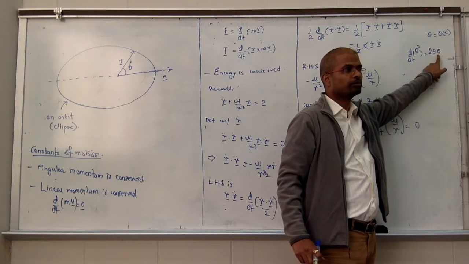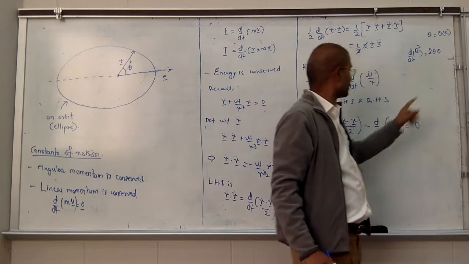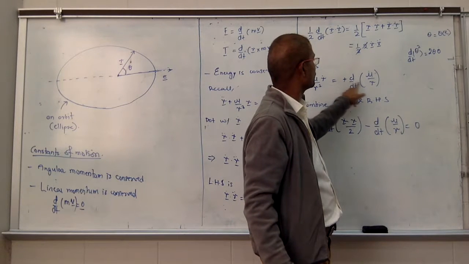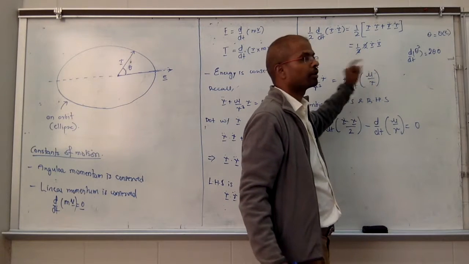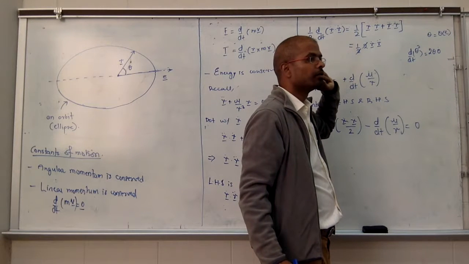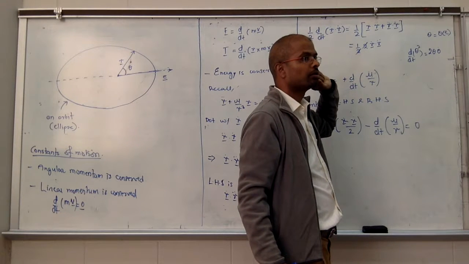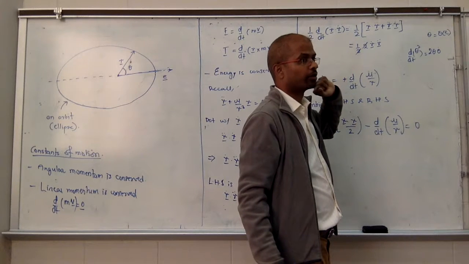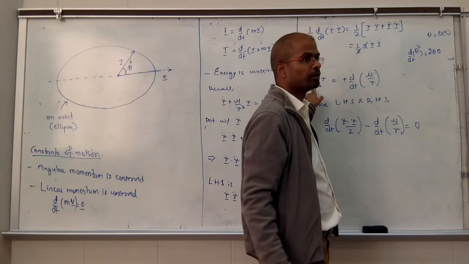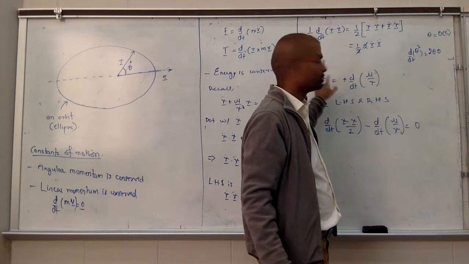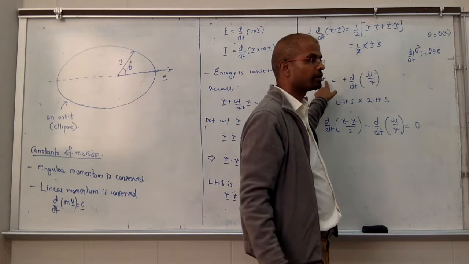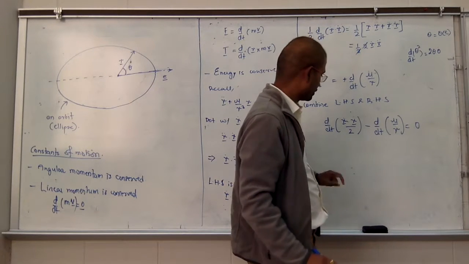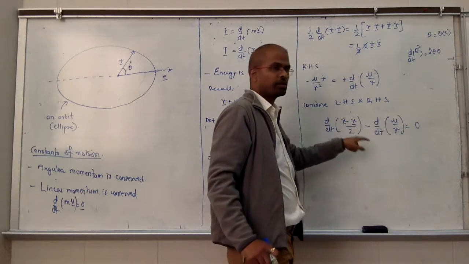Why is that side positive? So this side is positive because, what is the derivative of 1 over r? Minus 1 over r squared. The mu remains as it is. And since it's a function of time, you have this r dot. So if I combine this, you get this, right?